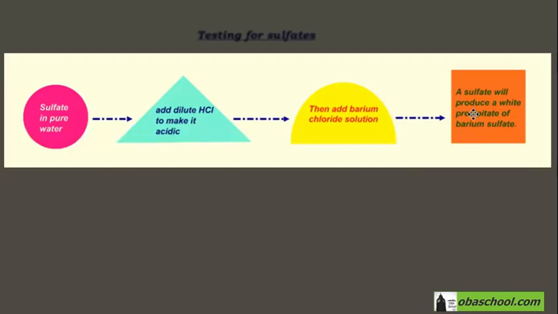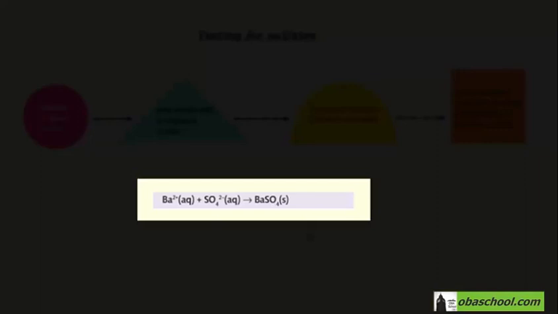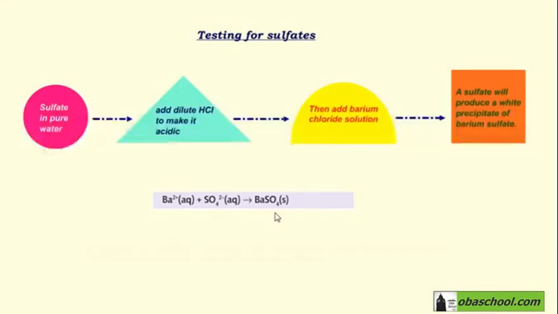So, as we have said, a reaction will happen between barium and sulfate to produce barium sulfate precipitate, which is colored white. The reaction between them forms this ionic equation, which is barium plus sulfate produces barium sulfate solid, which means precipitate.